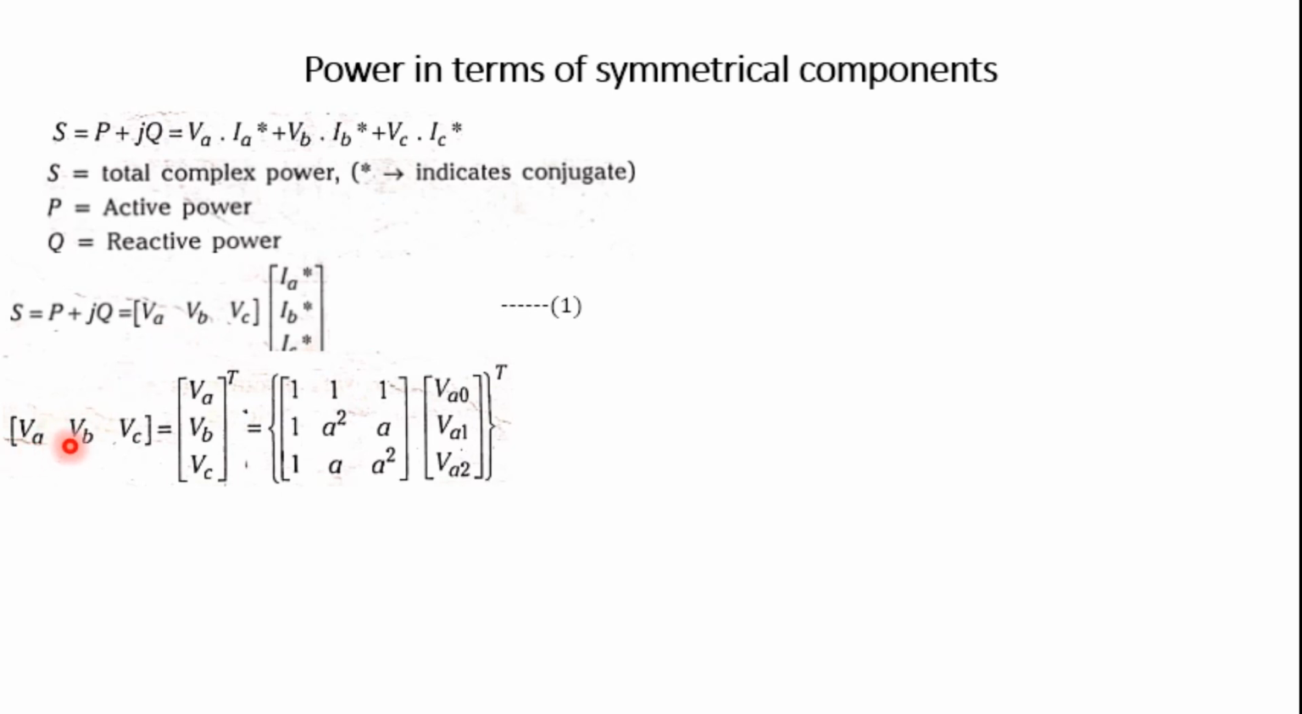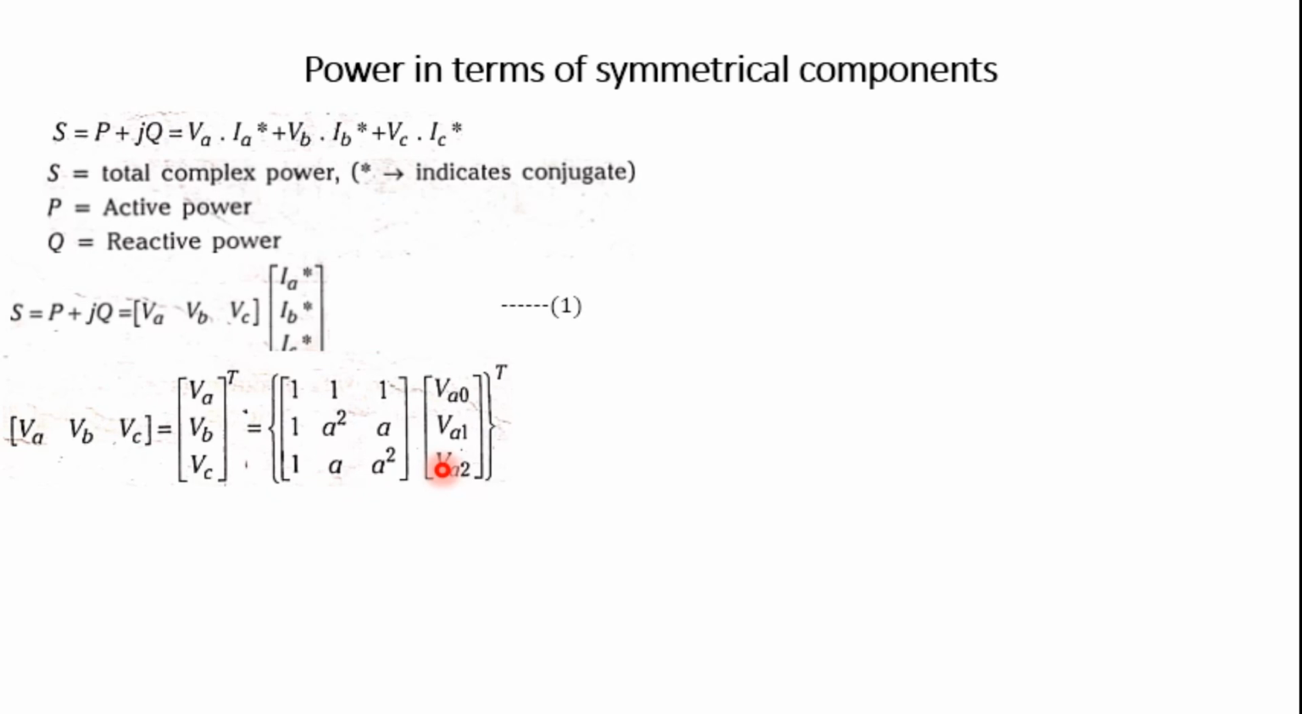And VA, VB and VC can be written as the transpose of the matrix, converting the row into a column matrix. Already we know that VABC can be written as the matrix 1 1 1, 1 a square a, 1 a a square, times VA0, VA1 and VA2.